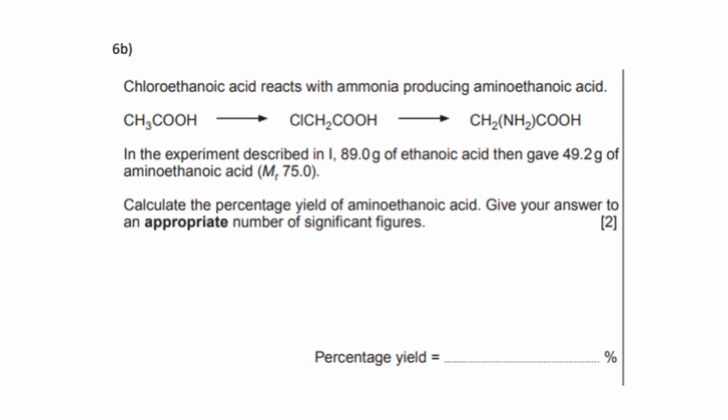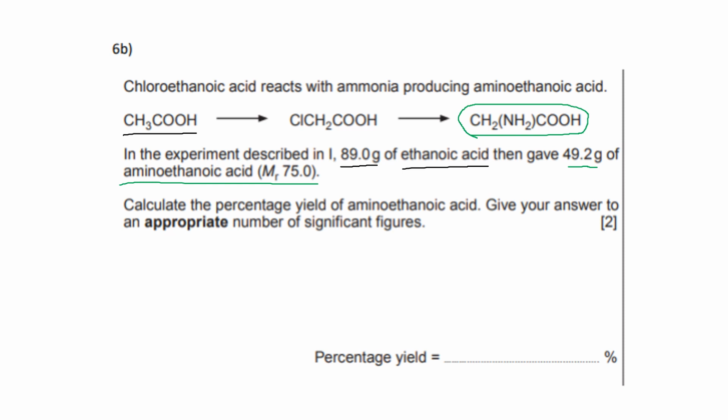Right, the next question is about percentage yield. So it says in the experiment described here, you've got 89 grams of ethanoic acid, which is this thing here, which I've highlighted in black. And it gave 49.2 grams of aminoethanoic acid, which is shown here in green. And it also tells you that the Mr is 75. Calculate the percentage yield of aminoethanoic acid. Give your answer to an appropriate number of significant figures. Well, looking at all the data here, I think 3 significant figures is going to be the way forward.